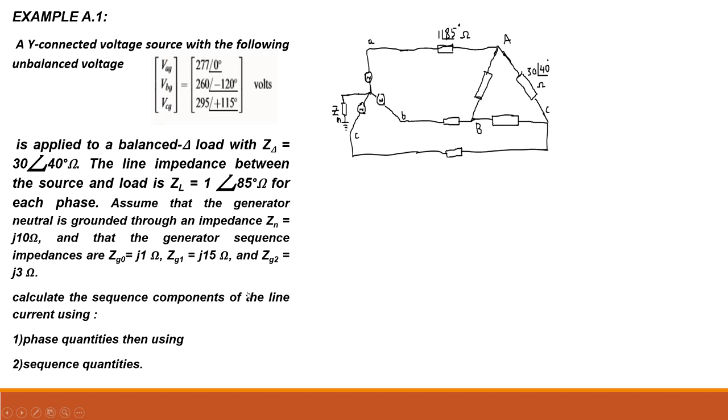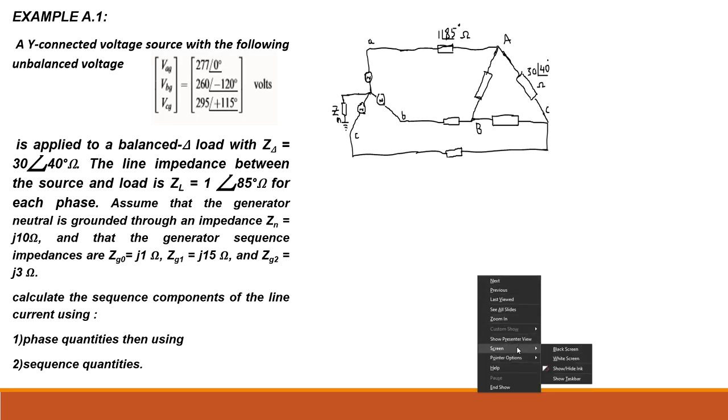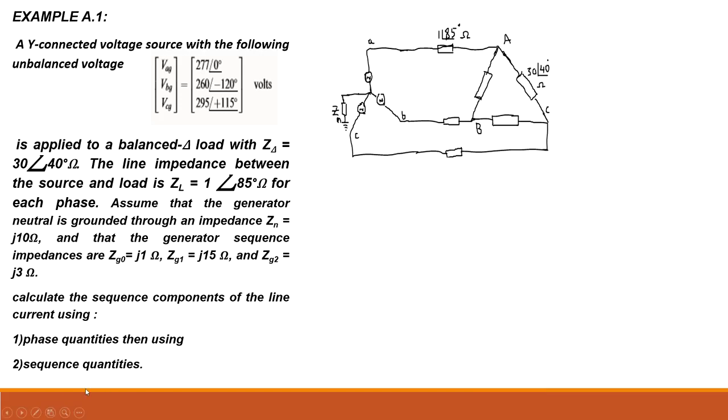Now we want to calculate the currents IA and IB and IC. We start the calculation by using the phase quantities.